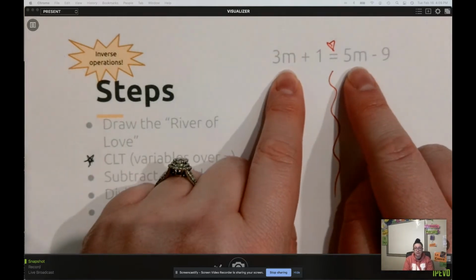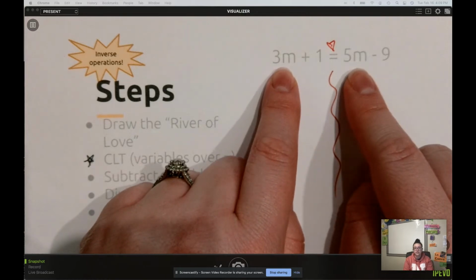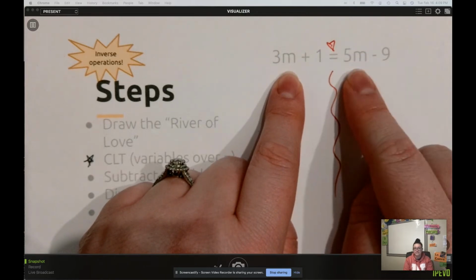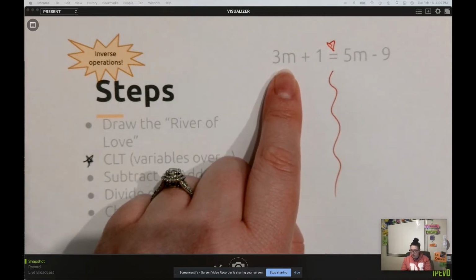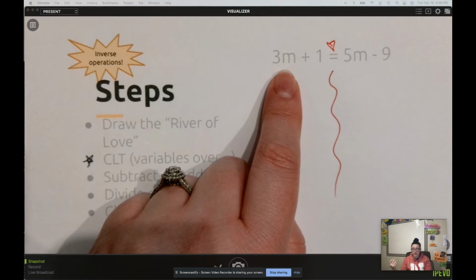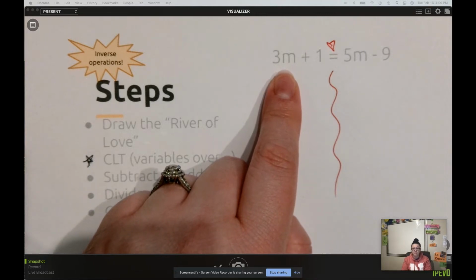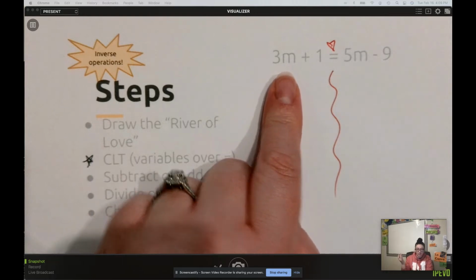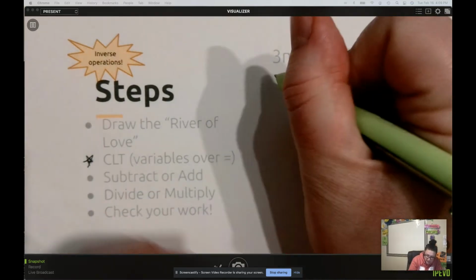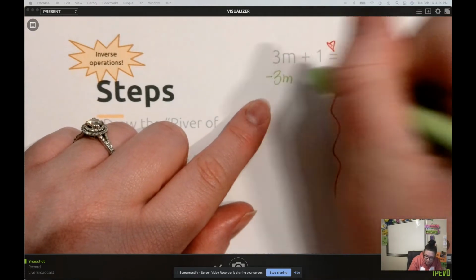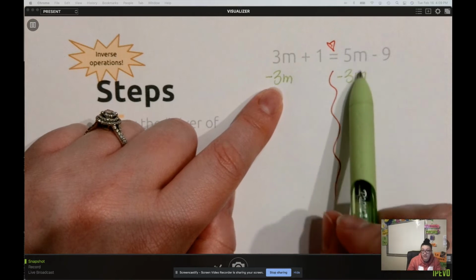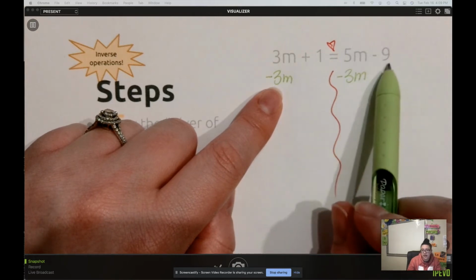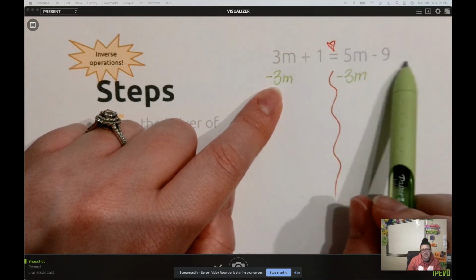So looking at my variables, which one is smaller, 3m or 5m? Yeah, 3m is smaller. So what I need to do then is get rid of a positive 3m. How would I get rid of a positive 3m? Inverse operations. I need to subtract 3m on both sides. That 3m has to go with the 5m. I can't do it from the 9. 9's not a like term. It doesn't have a variable there.